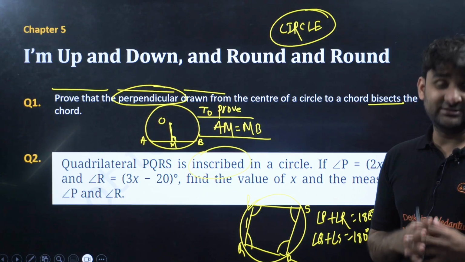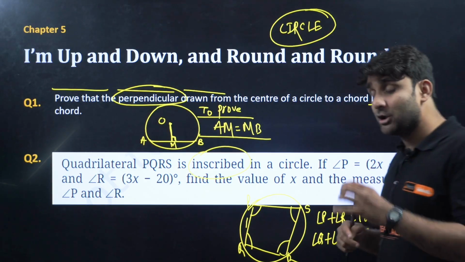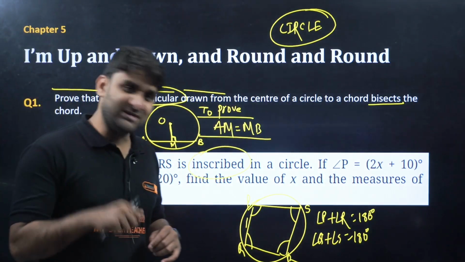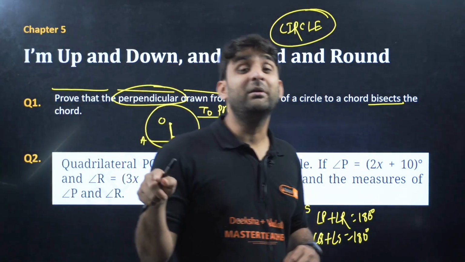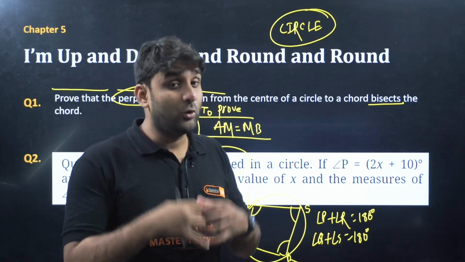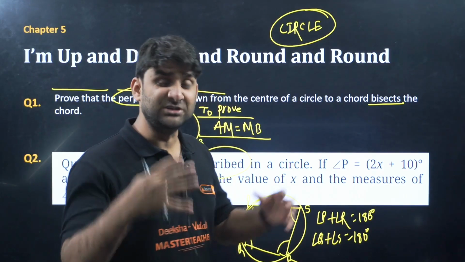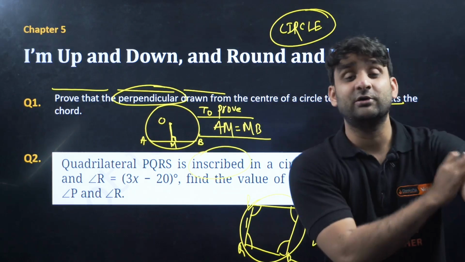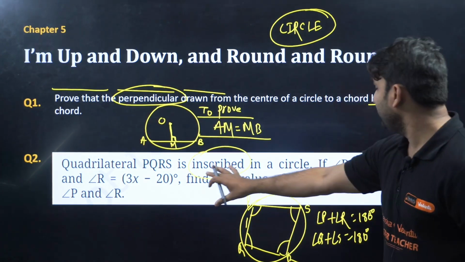So this is the property of cyclic quadrilaterals. The opposite angles of cyclic quadrilaterals are supplementary in nature. Supplementary, you know supplementary? When the sum of angles is equal to 180 degrees, such angles are called supplementary. So the opposite angles of cyclic quadrilaterals are always supplementary. So we have a question.